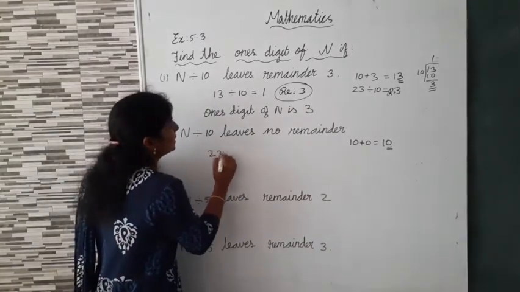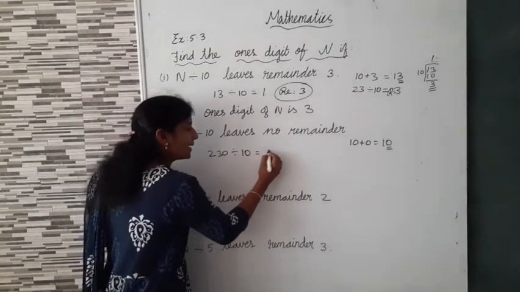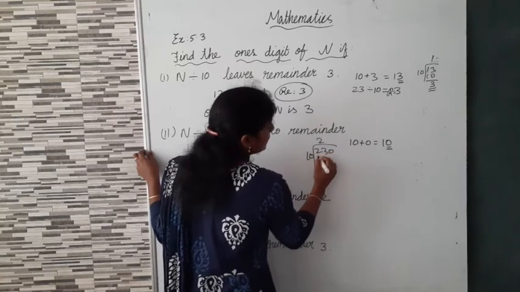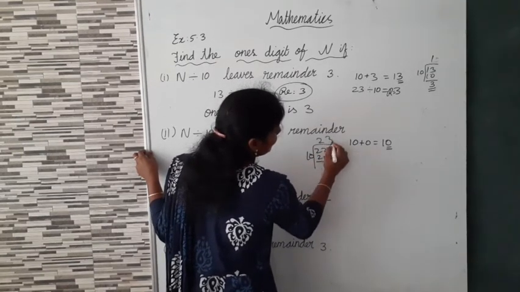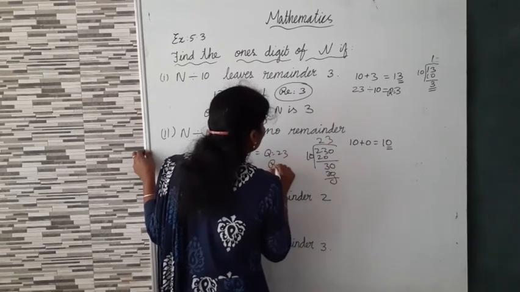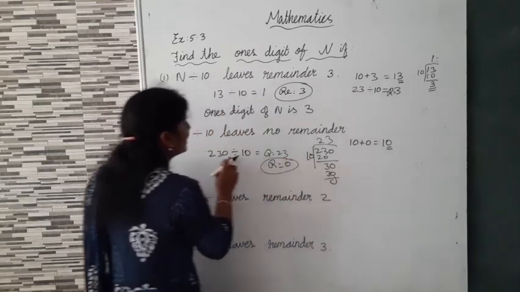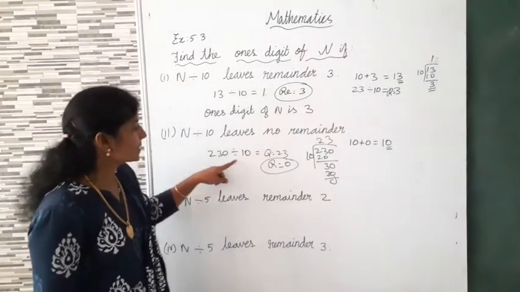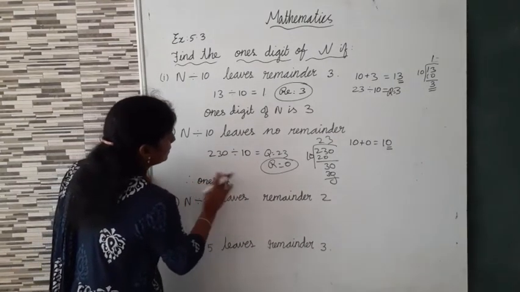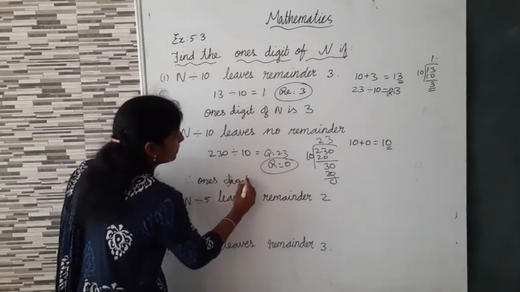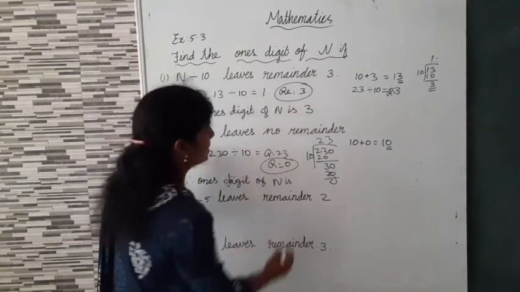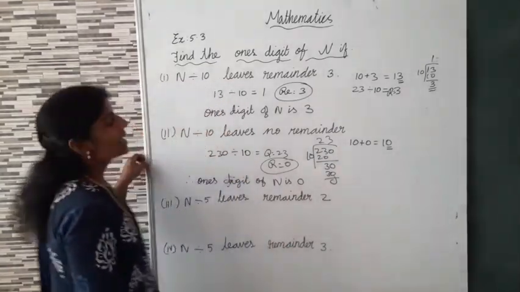Take any number with ones place 0. 230 divided by 10, the quotient is what? 23. Two tens are 20, 3 balance, 3 tens are 30, remainder 0. Quotient is 23, remainder 0. So remainder 0 means that the ones digit is 0. So the ones digit of n is 0.